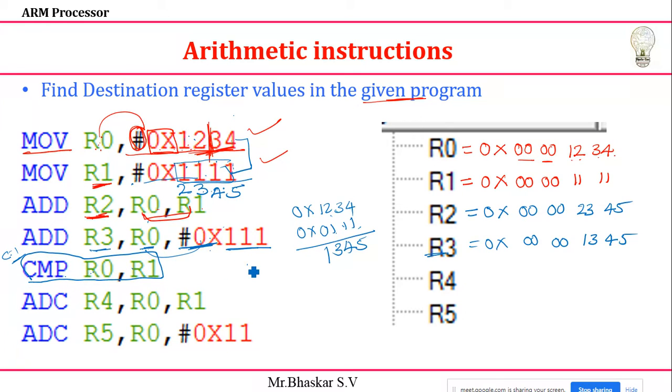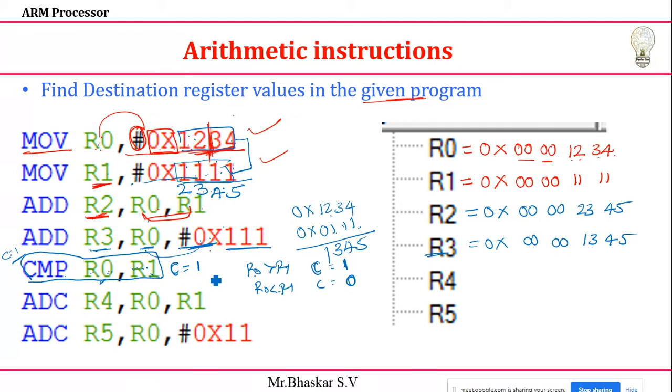If R0 value is greater than R1, what is the C value? R0 value is greater than R1. So remember, if the first register value is greater than R1, C is equal to 1. If it is less, C is equal to 0. So in this case, R0 value I have taken as 1, 2, 3, 4. R1 value is 1, 1, 1, 1. So what is the C value? One. So I'll get C equal to 1.